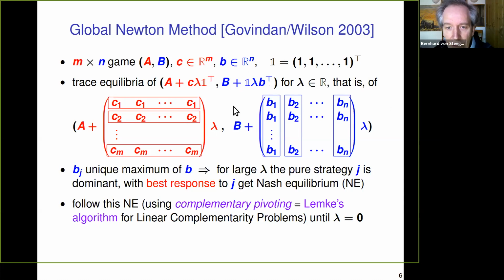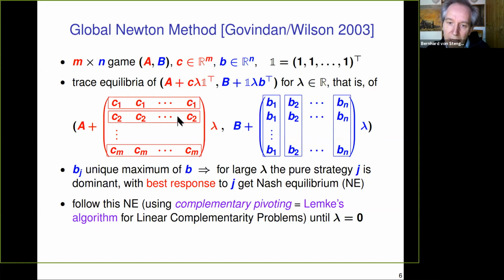And now you can see what happens when you make lambda very large. Let's suppose B has a unique maximum for simplicity. Then clearly that maximum dominates this term here on the right when lambda is very large. So this will be the unique pure strategy j, say Bj is the maximum, that you play, and then you play the best response to j in the rows. And thereby you have a pure equilibrium to start with.